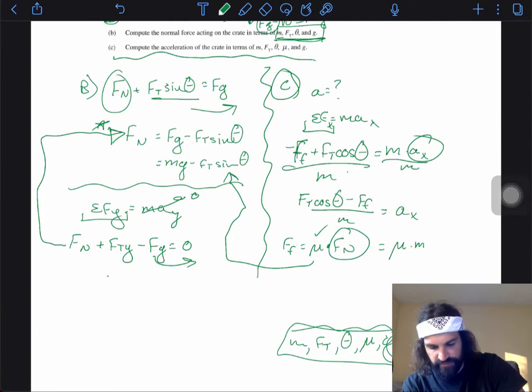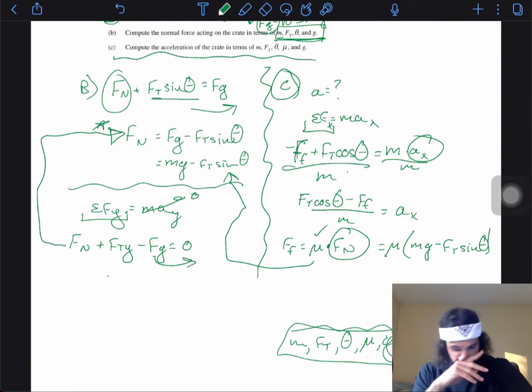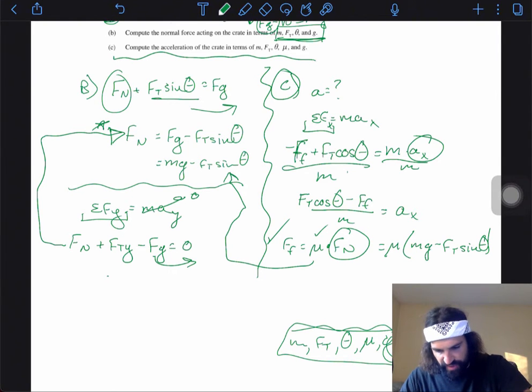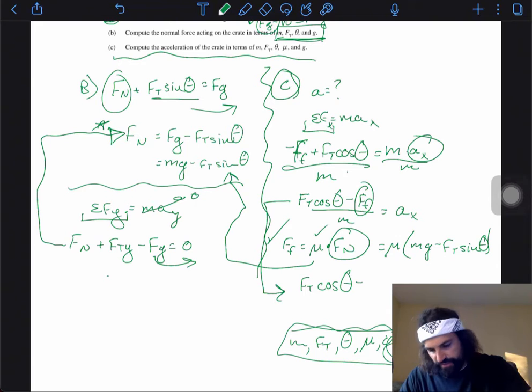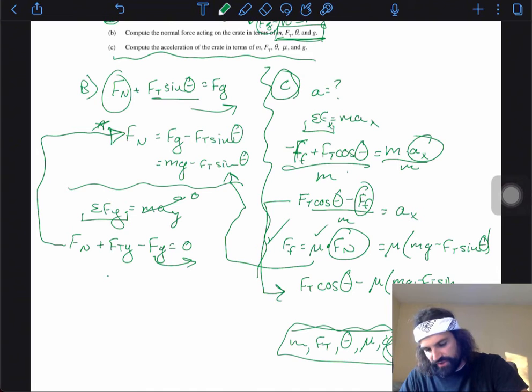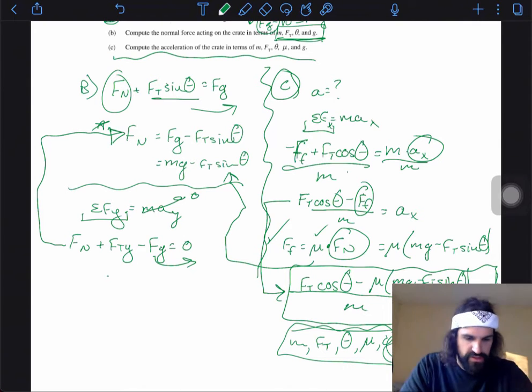So mu times normal force, which is mg minus Ft sine theta. And there we go. Now we have friction, which we can plug back into here. I'll circle that, plug that in for friction. And let's take that equation: Ft cosine theta minus that whole mess, mu times the quantity mg minus Ft sine theta. Don't forget the whole thing was divided by mass. And that's your acceleration, which looks much more involved than it is. So hopefully that helped for this one. And let's jump to number 2.